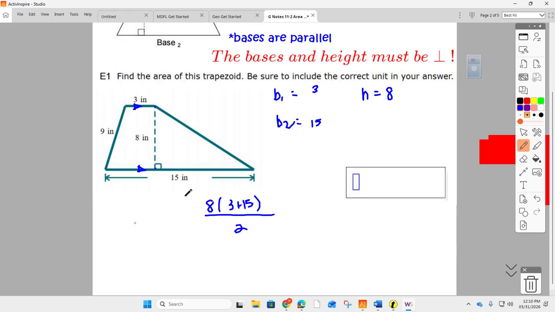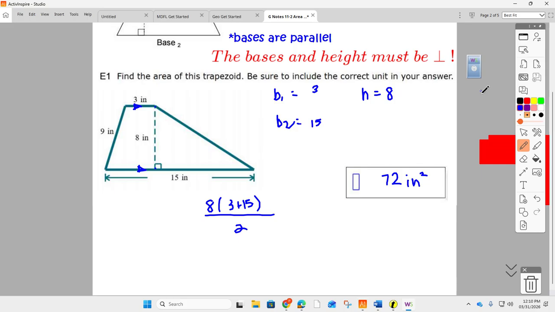What'd you get? What'd you get, Marielle? What'd you get there, Daryl? 72. Yeah, now, if I put 72 in, do I get the right answer? No, what do I have to put in? Inches squared, right? I have to put in the unit of measure with the correct exponent on it. Just like yesterday.